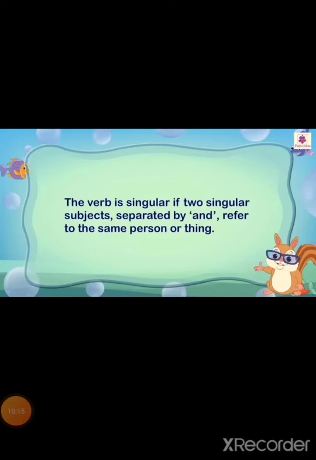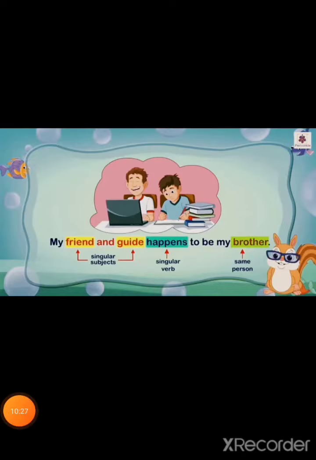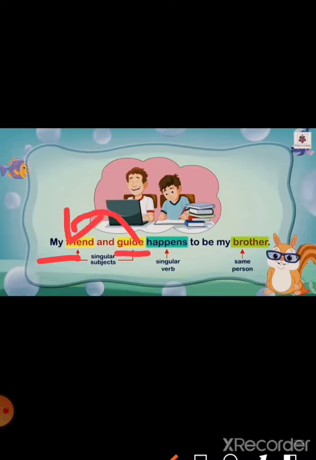Now the verb is singular if two singular subjects separated by and refer to the same thing or the same person. Meaning, for example, my friend and guide happens to be my brother. So here you can see my friend who is also my guide. So I am referring to one person only. Who is this guide? My friend. So the person is only one. The subject is singular. Okay.